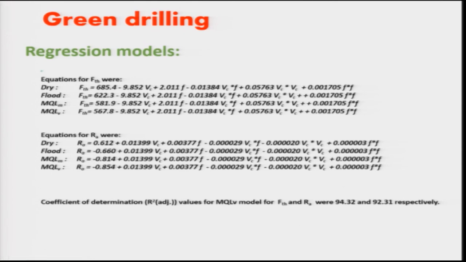These regression models are for force and roughness. The coefficient of determination, that is the R square adjusted values, for the models for thrust and roughness were 94.32 and 92.31 respectively. So these two models were taken forward for optimization.